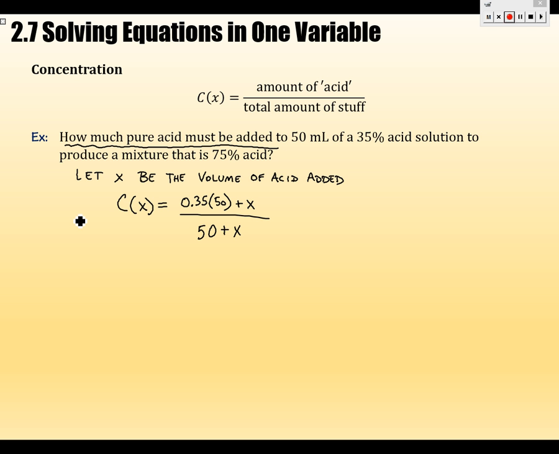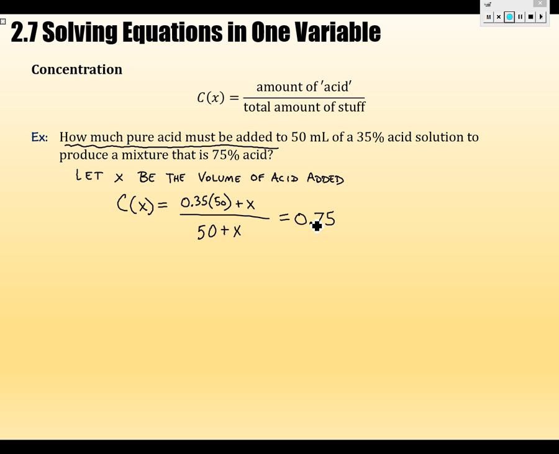This one actually I think you could do for the most part without a calculator, but I might give you a calculator. Yeah, we'll do that here now. We're looking for when the concentration is 0.75, is what the question actually asks. So we'll solve that equation now.